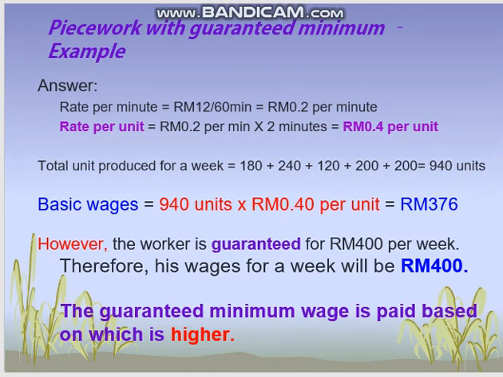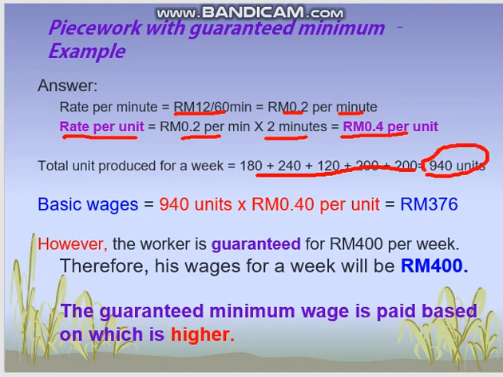We are going to calculate just like before: 12 ringgit divided by 60, so we get 20 cents per minute. Then to get the rate per unit, we take 20 cents times 2 minutes. So for 1 unit, this employee should be paid 40 cents. What is the total units produced? Total from the previous slide is 940 units. How to calculate the salary? 940 units times 40 cents.